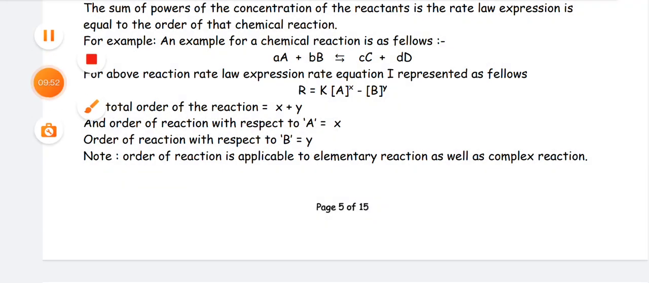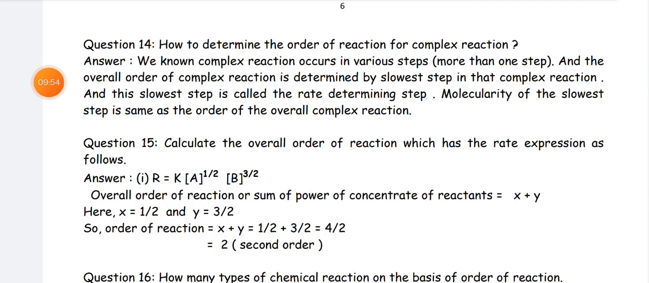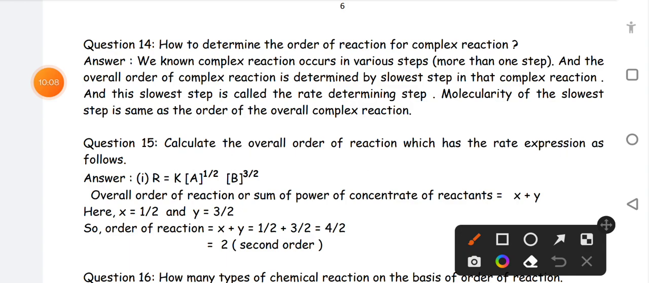So now we will discuss how to determine the order of reaction. It is important for 1 mark and 2 marks questions. Calculate the overall order of reaction. R is equal to K, A power 1 by 2 and B power 3 by 2.